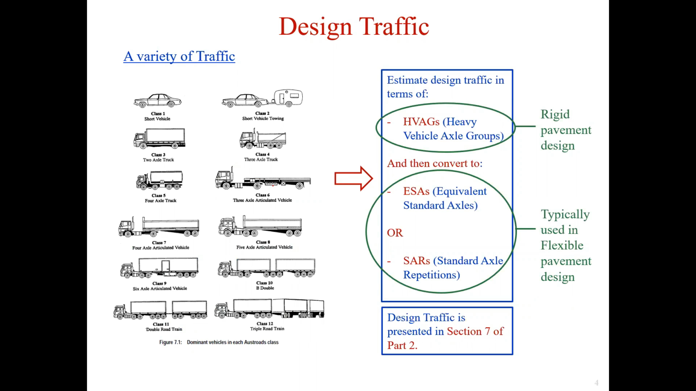The dominant vehicles in the 12 vehicle classification system classes are shown in the left figure. So we need to account for this variation in configurations of heavy vehicles when we characterize the loads on the pavement. We need to estimate the design traffic in terms of HVAGs for rigid pavement design. And for flexible pavement design, the HVAGs need to be converted to ESA, the equivalent standard axles, or SARs, the standard axle repetitions.